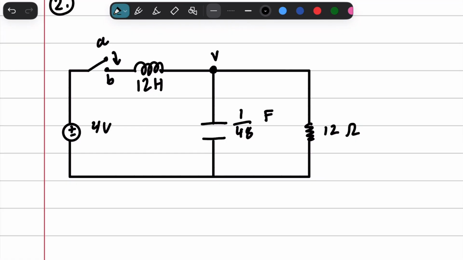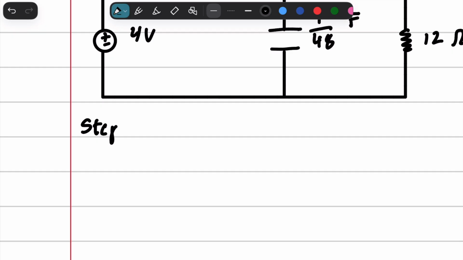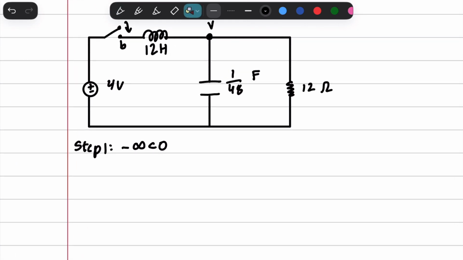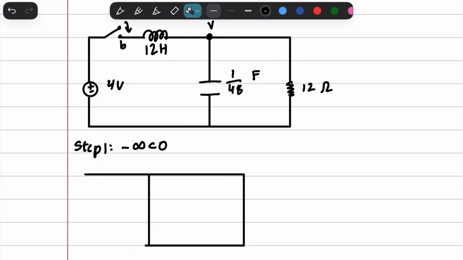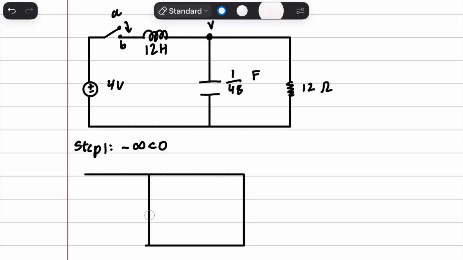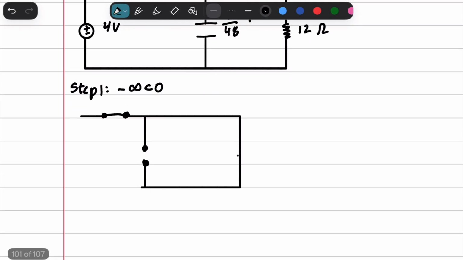Okay, here's the second one, and this one we're only going to find voltage. So let's go ahead and start with our analysis. We have step 1, negative infinity to 0, and we have the switches being open, so basically our circuit is going to look like this right here, right? This is going to be open right here, and this is just going to be some wire, and this is going to be open because it's a capacitor, and we've got our resistor here.